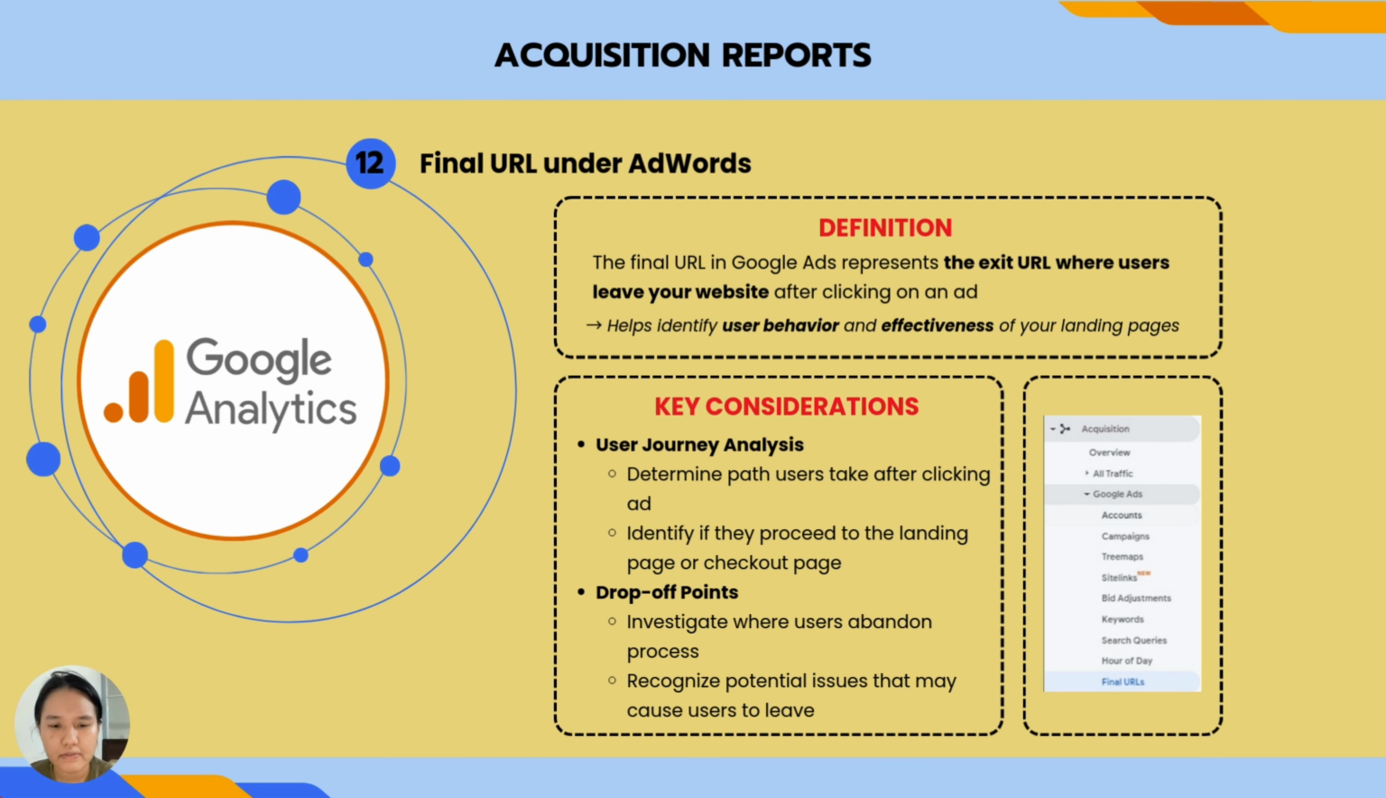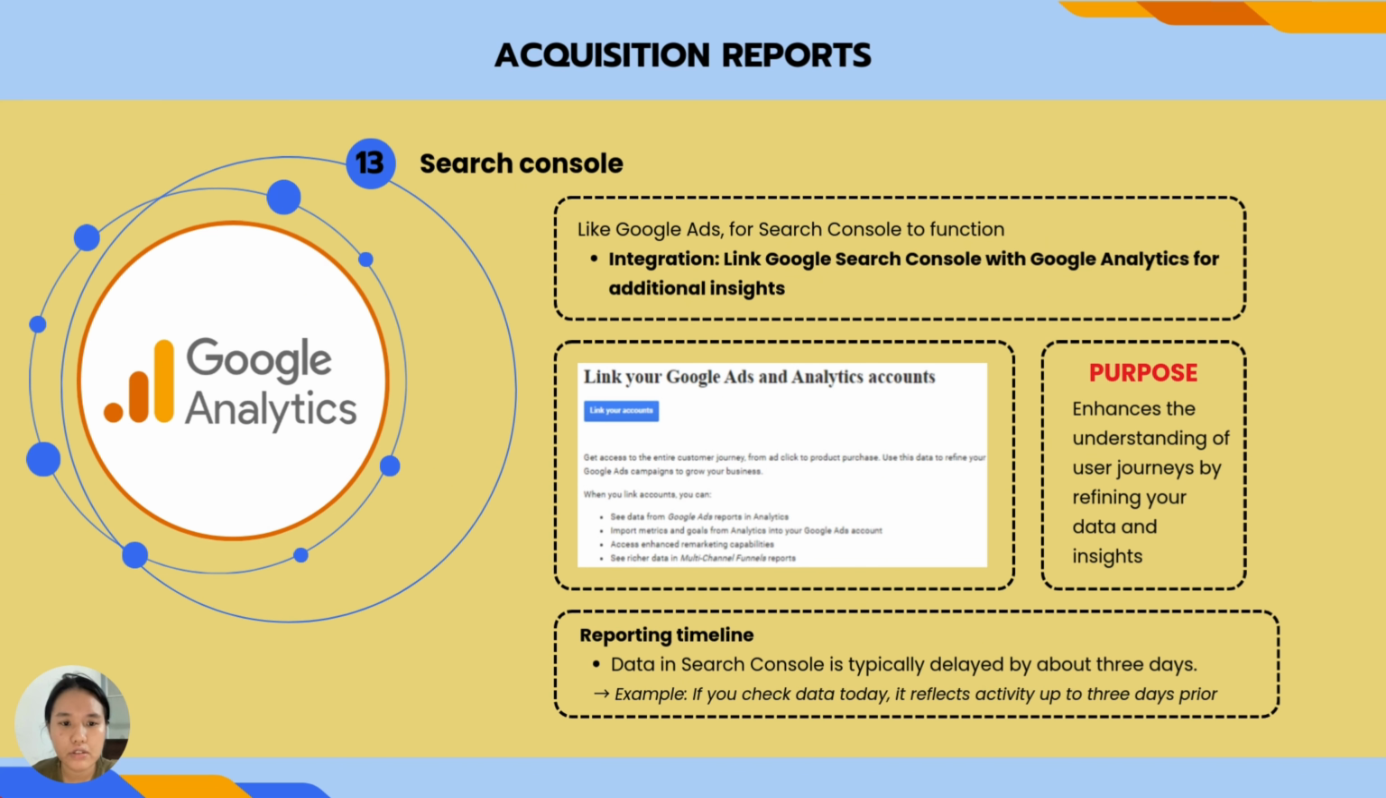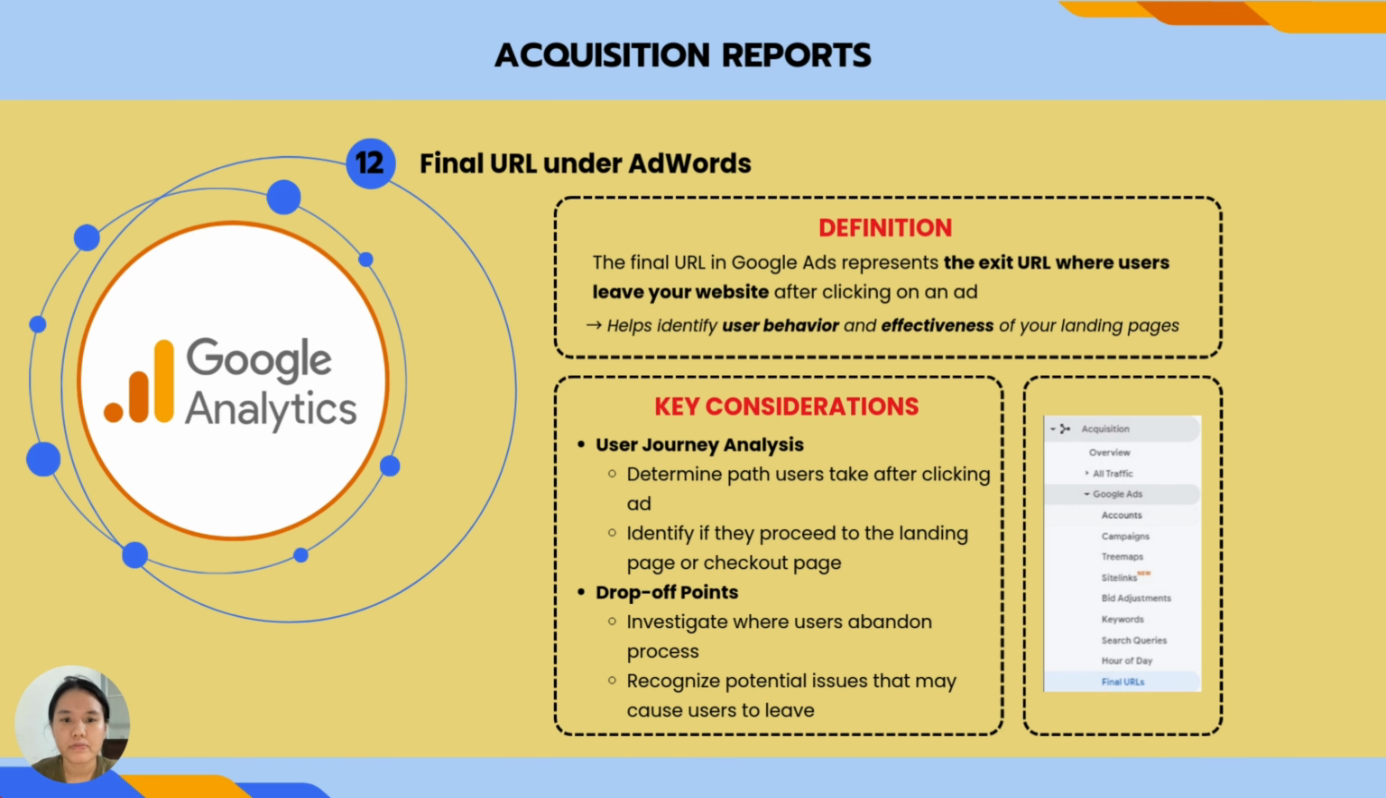Next, we talk again about the final URL under AdWords. This report shows where users land after clicking an advertisement. If many users leave on a shipping page, there may be pricing issues. If they leave right after the homepage, the page doesn't match the advertisement's expectation.